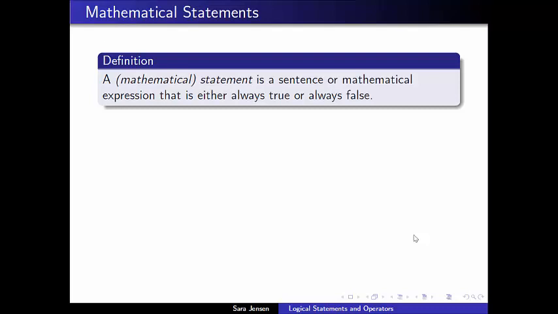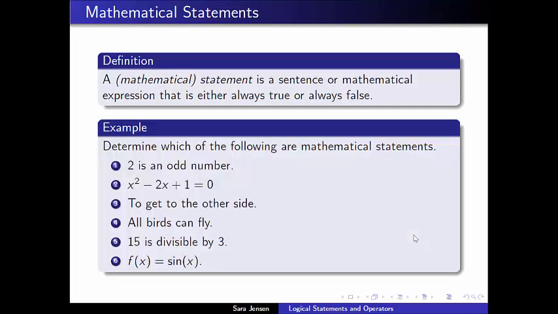So a mathematical statement is either a sentence that one could say in the English language or a mathematical expression that is either always true or always false. And that's it. That's the whole definition and all we need to know in order to start with an example of classifying some examples of English sentences and mathematical expressions as either mathematical statements or not mathematical statements.